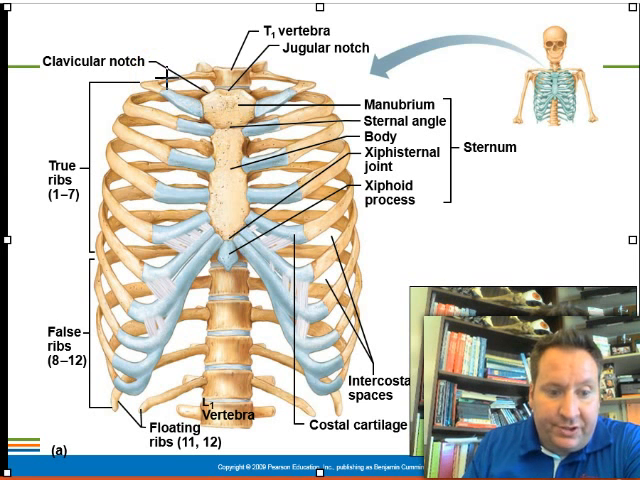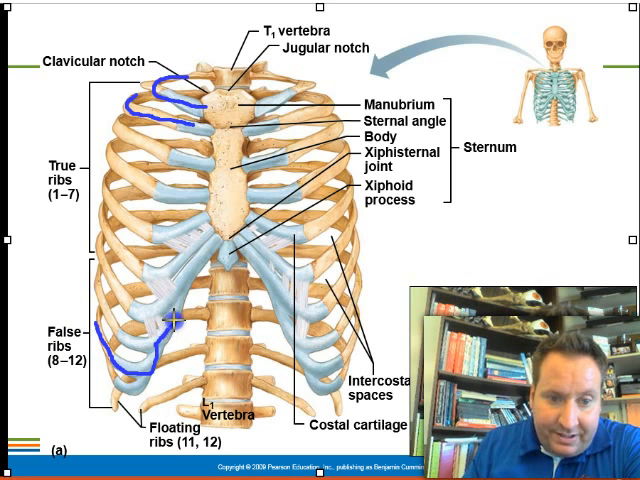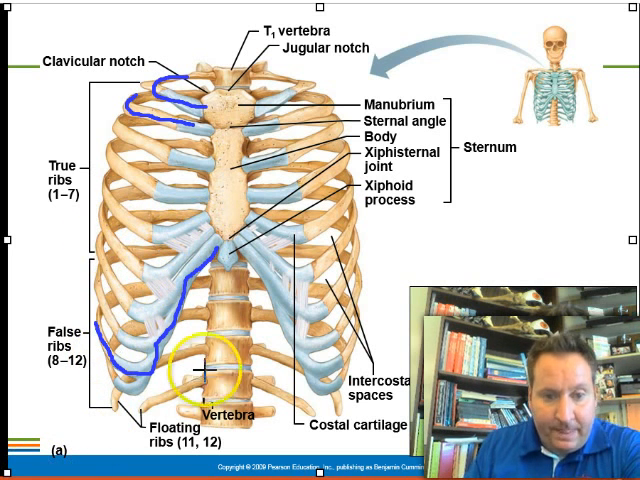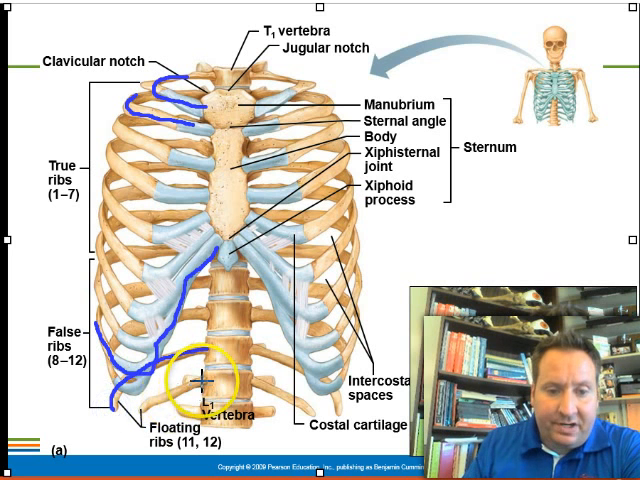Now we're going to go over our actual true ribs. A true rib comes around. These are ribs number 1 through 7, and they attach directly to the sternum. Then we get to ribs number 8 through 12, and they're called false ribs because a false rib comes up and doesn't have a direct attachment to the sternum. It attaches to a piece of cartilage that then leads to the sternum itself. Ribs number 11 and 12 are called floating ribs, because they don't have any attachment to the sternum at all.